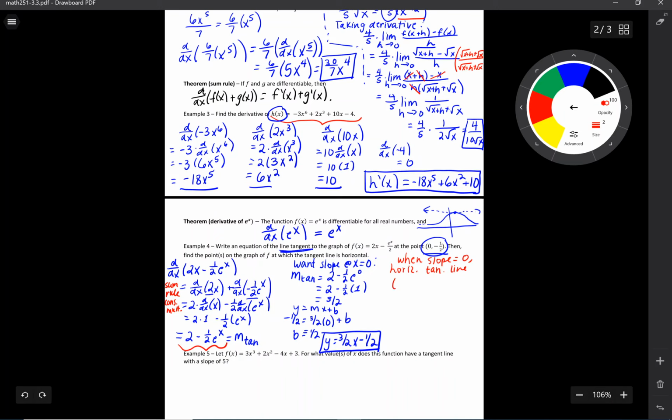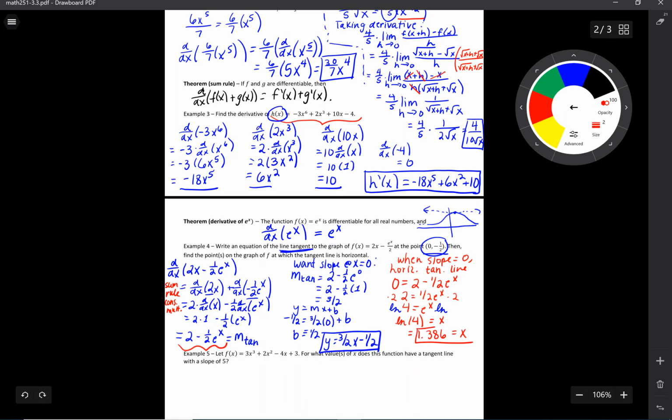So I set 0 equals our slope, 2 minus 1/2 e to the power of x. If I add that 1/2 e to the power of x over, I get 2 equals 1/2 e to the power of x. Dividing both sides by 1/2, or multiplying by 2, gives me 4 equals e to the power of x. And now to solve for x, I'm going to take the natural log of both sides, and that gives me natural log of 4 equals x, or this is approximately 1.386.